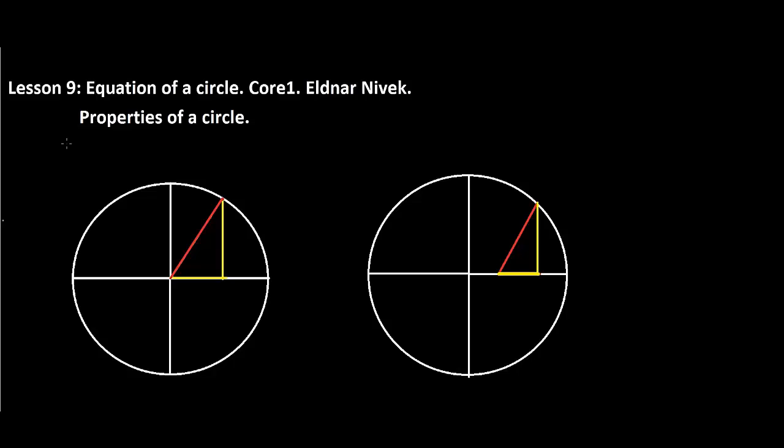There's a section on the equation of a circle and properties of a circle. So we'll look at how the equation of a circle is derived first of all. I think most of you could quote the equation of a circle, but how we get it.